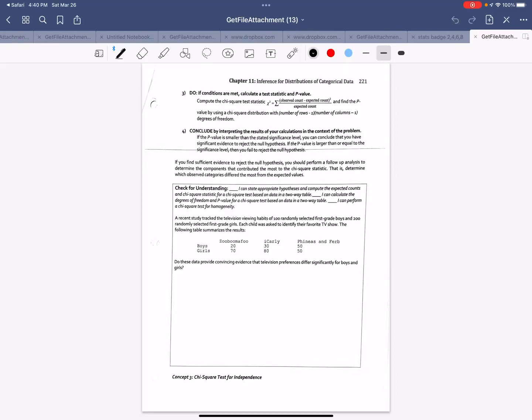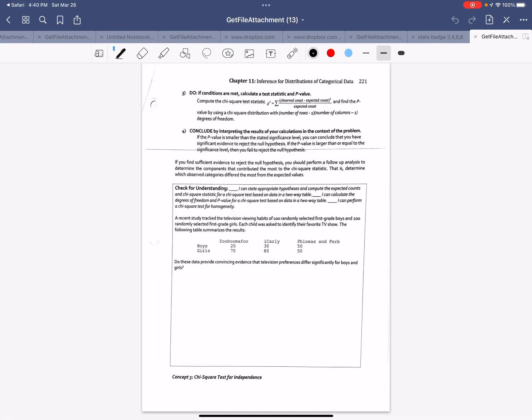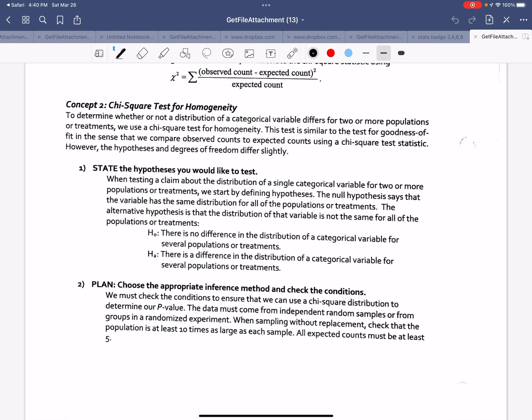Hey guys, we're going to do badge 10. I'm just calling badge 10 a chi-squared test for a two-way because when you look at the calculator, there is no difference. So in our notes, we can read through them. I'm just going to take my highlighter and walk through.